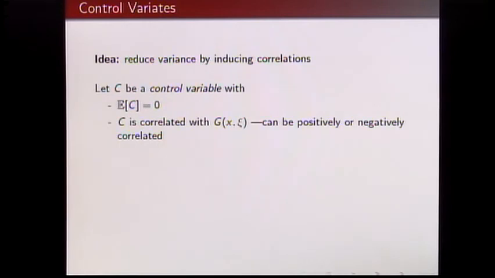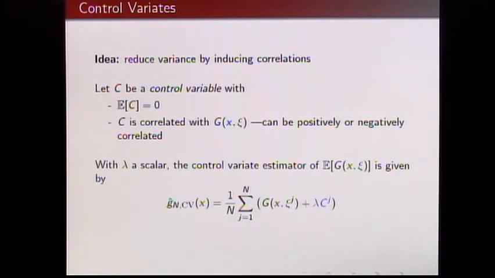Another thing is you should know something about it, so its expectation should be 0. This is, by the way, with respect to C. Typically, you know what this is, so you can subtract its mean, and then it will have mean 0. And you want it correlated with this function. Again, positively or negatively is fine.